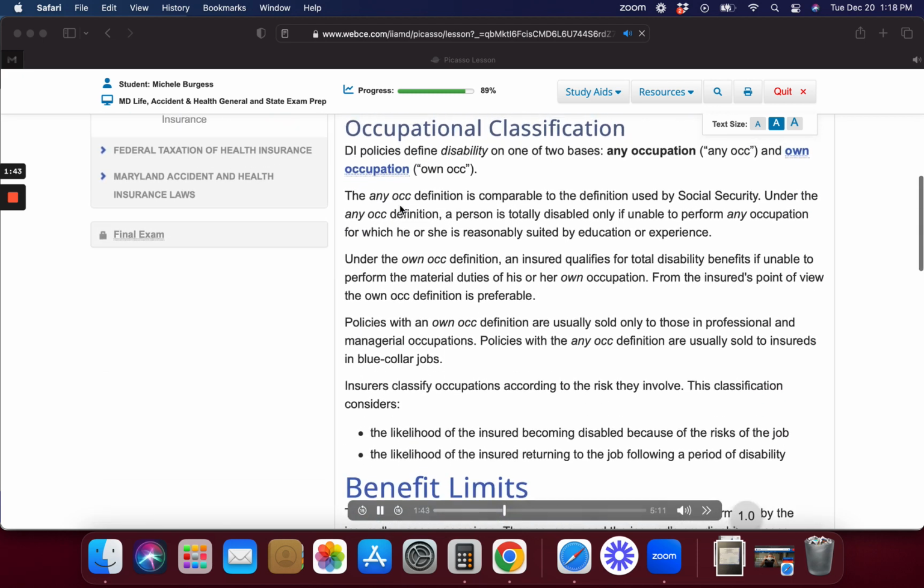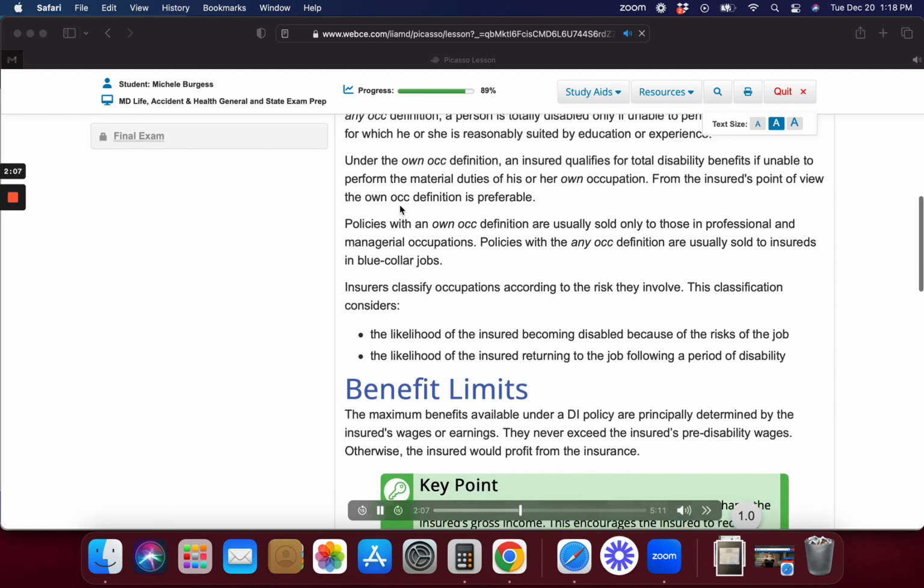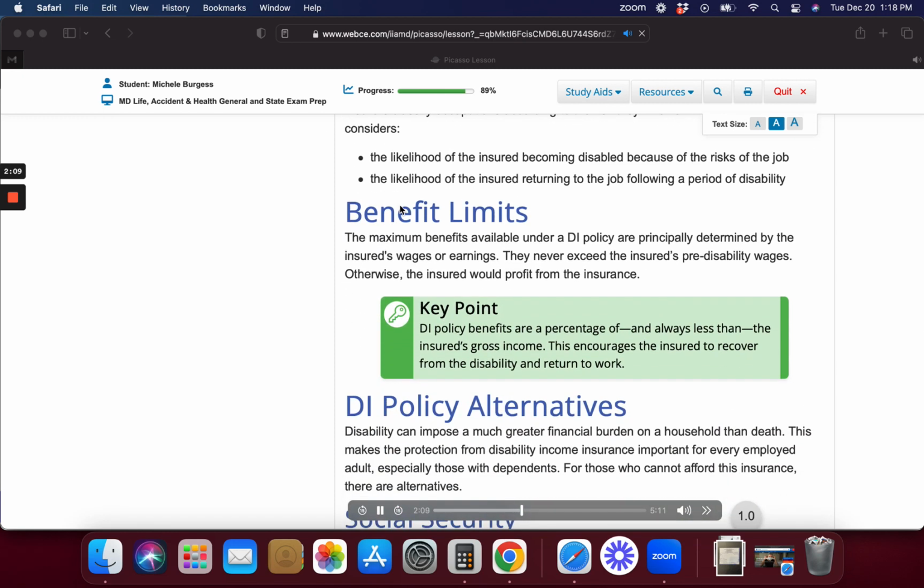From the insured's point of view, the own OC definition is preferable. Policies with an own OC definition are usually sold only to those in professional and managerial occupations. Policies with the any OC definition are usually sold to insureds in blue-collar jobs. Insurers classify occupations according to the risk they involve. This classification considers the likelihood of the insured becoming disabled because of the risks of the job, and the likelihood of the insured returning to the job following a period of disability.